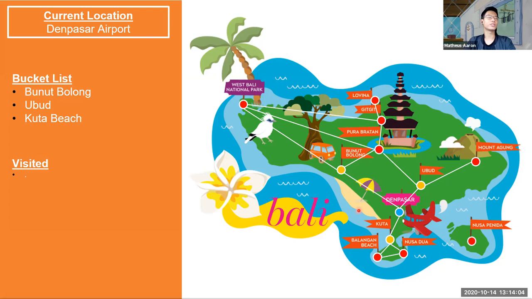After I'm done with Denpasar, I take one item from my bucket list and go there. I take Kuta Beach. At Kuta Beach itself, I get to see three places as my neighbors: Denpasar, Balangan Beach, and Nusa Dua. But I have visited Denpasar before, so I don't need to add Denpasar to my bucket list. I just need to add Balangan Beach and Nusa Dua.